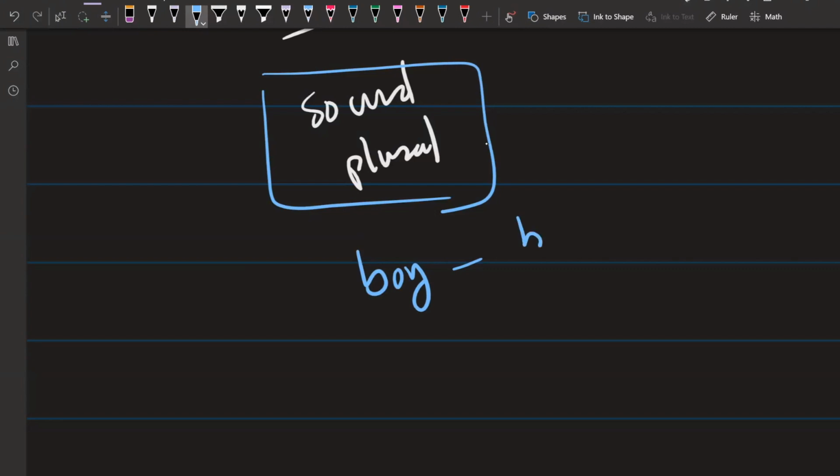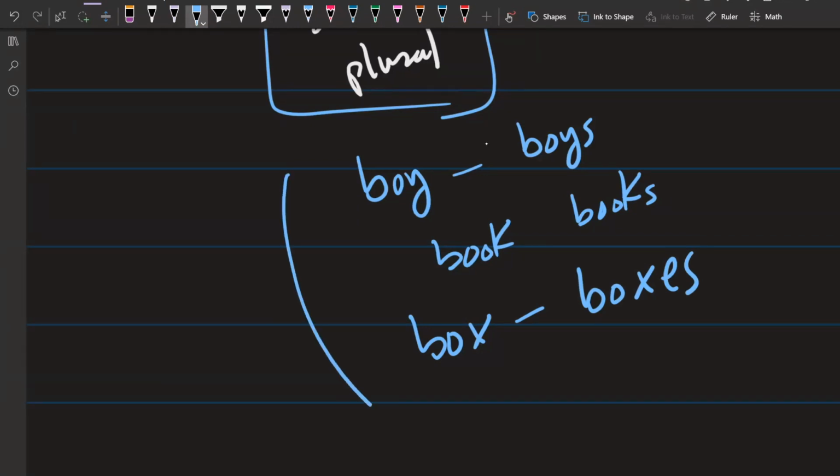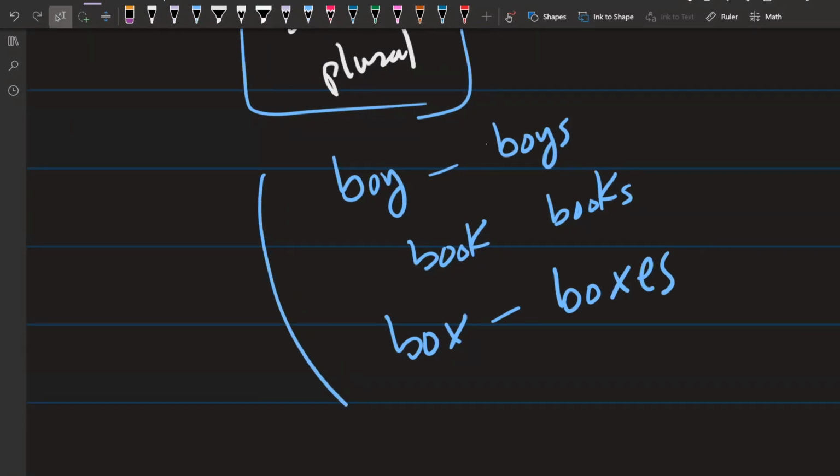Boy, boys. Book, books. What is one with es? Okay, good. Box, boxes. Excellent. As you can see, what's happening is all we do is add s and es. That is the majority of the time.